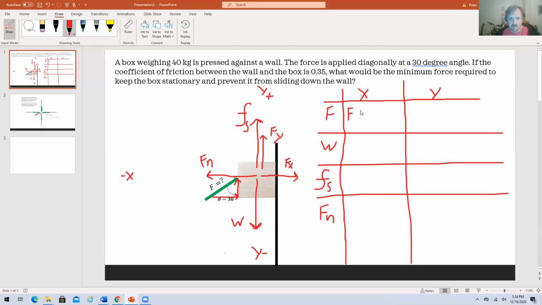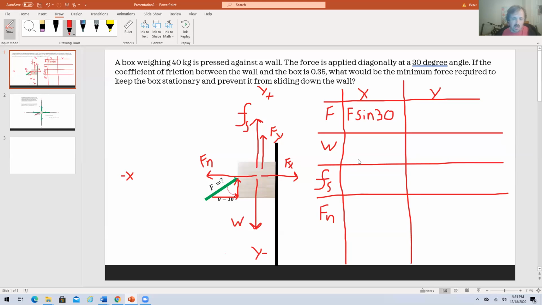So F of X ends up equating to F times sine 30. And this is positive because F in the X is facing in the positive X direction.